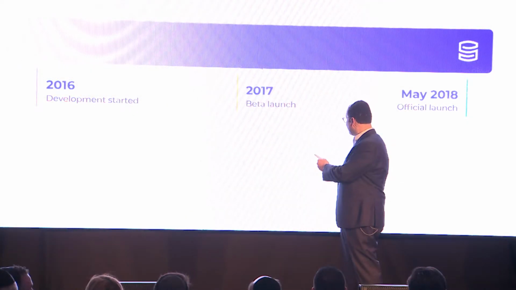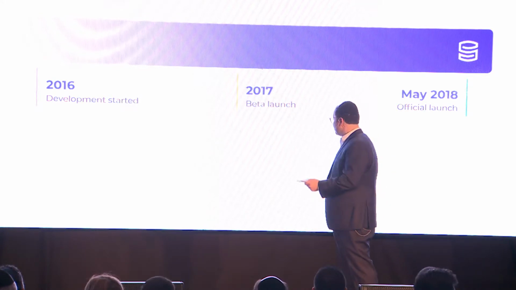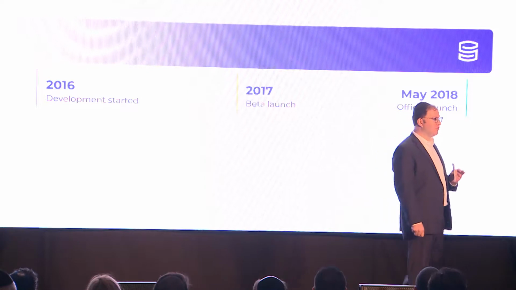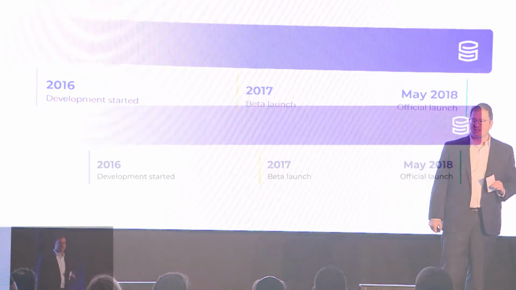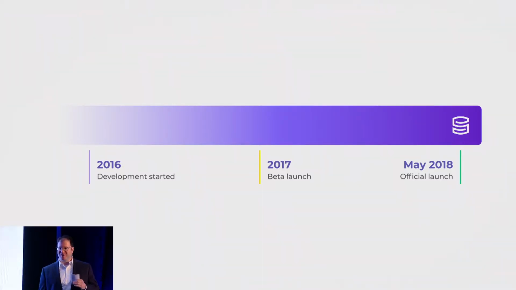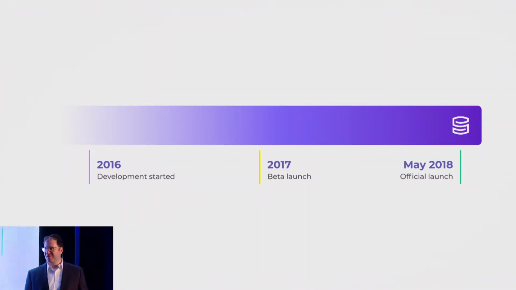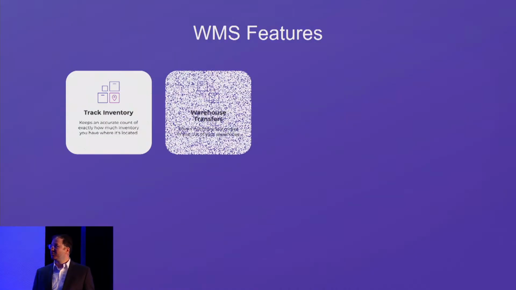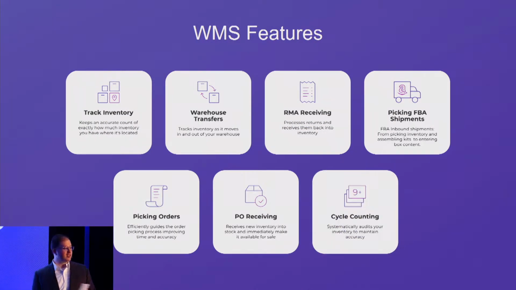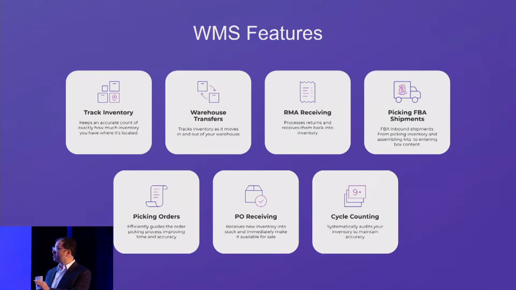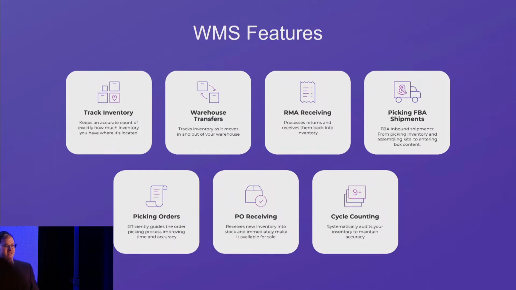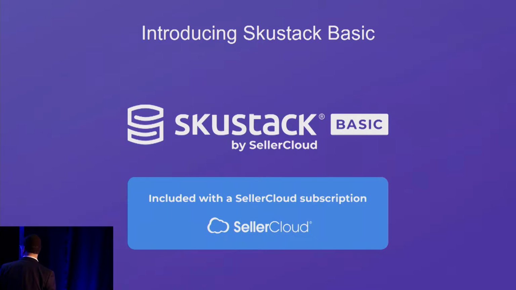We started development a few years ago, and last year we presented it. At this point, over 100 of our clients are using it, which is a big success. It was sort of like my second child, building that project. But what I want to do here today is talk about some of the features and how it's relevant to everyone. Like everyone knows, Skustack tracks inventory, but it can also do warehouse transfers, receive RMAs, help you pick and prepare your FBA shipments, pick orders, receiving, and cycle counting. All this is part of Skustack, and it's a mobile app that everyone can use.